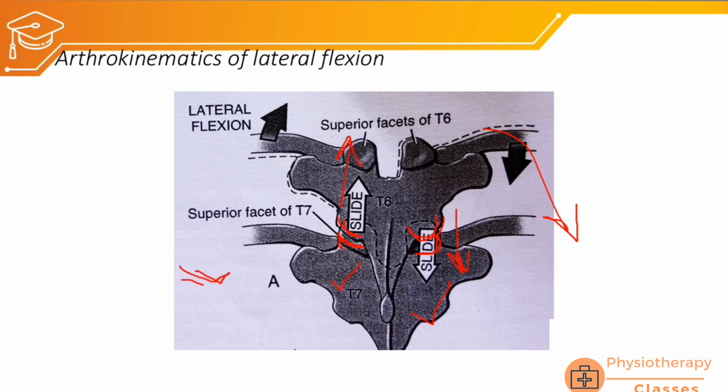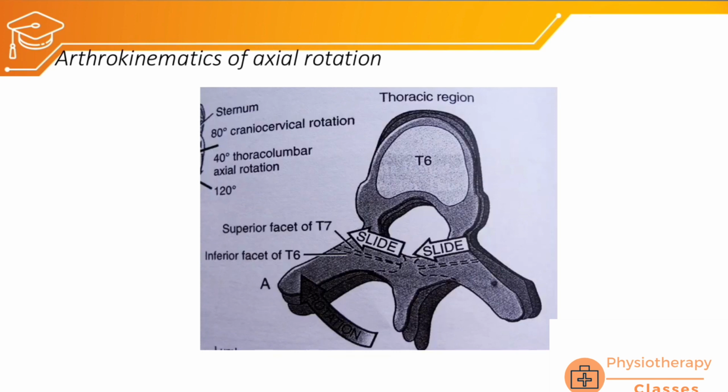The orientation of the facet joint was 45 degrees for the cervical vertebra, whereas for the thoracic vertebra it is 60 degrees. Now for rotation, the inferior articulating facets of the superior vertebra, on both sides, will slide towards the left side if you are rotating towards the right side. Again I'll repeat, if you are rotating towards the right side, both inferior articulating facets of the superior vertebra will slide left on the superior articulating facet of the inferior vertebra.